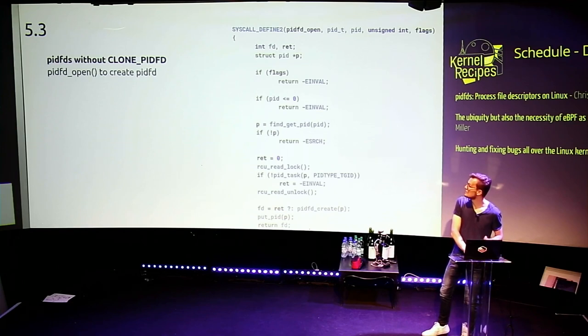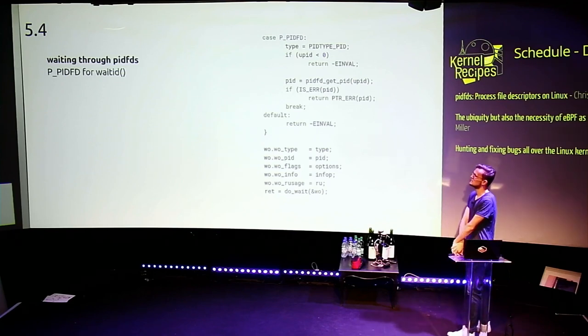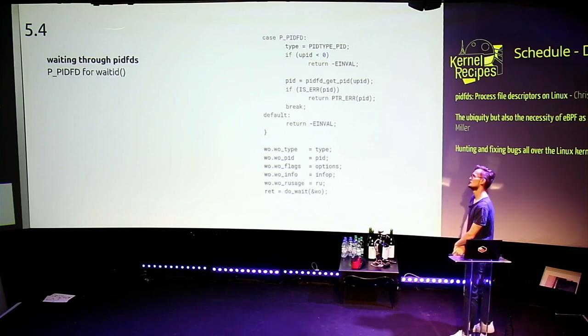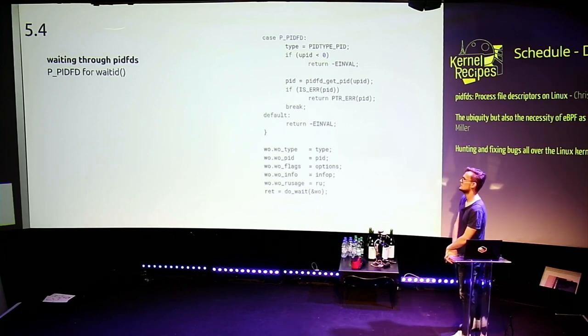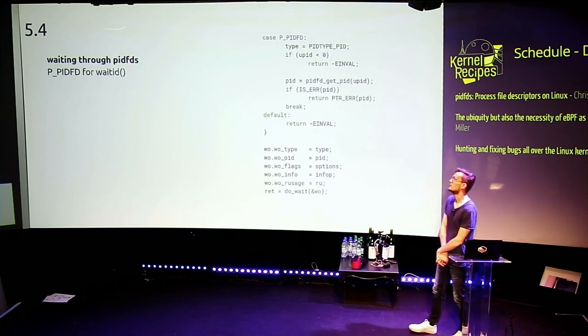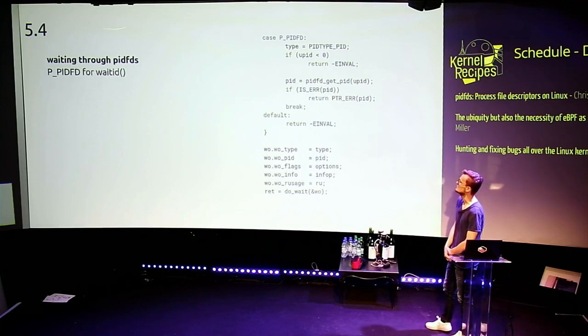That's PIDFD open. I mean, Android probably has a good use case for this because they want to manage processes that they don't control, or whose creation they don't control. And 5.4, the last time I gave this talk, at Plumbers, this was still proposed. So waiting on PIDFDs, which is 5.4, Linus pulled this work. So P_PIDFD is a new argument to the waitid syscall. Instead of a PID, it now takes a PIDFD, and then you can wait on PIDFDs through the waitid syscall.